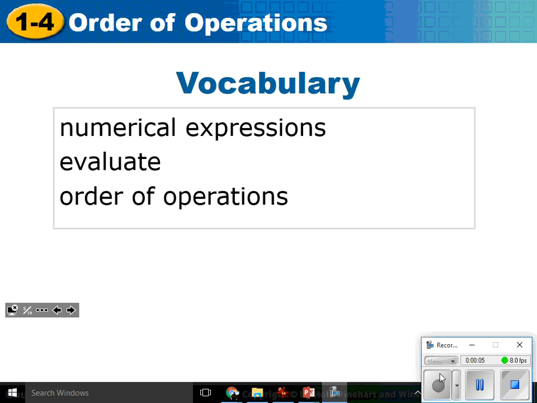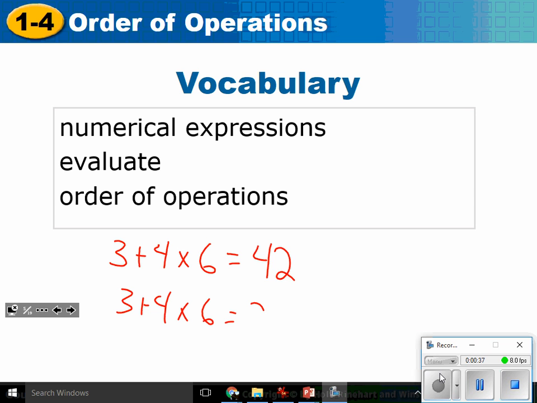Question for you. You had this problem. Is the answer this? Or is it this?